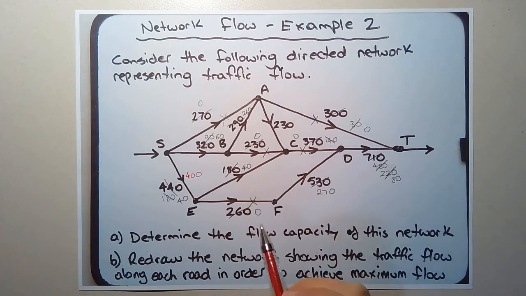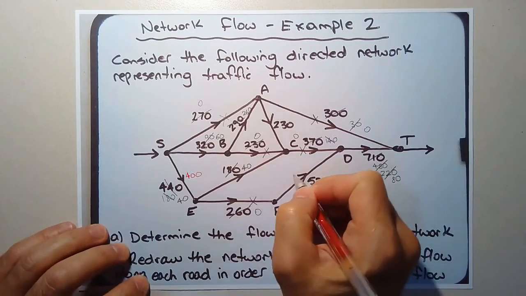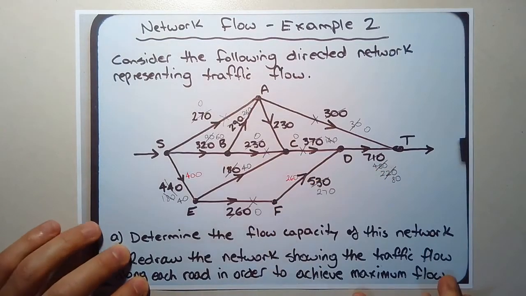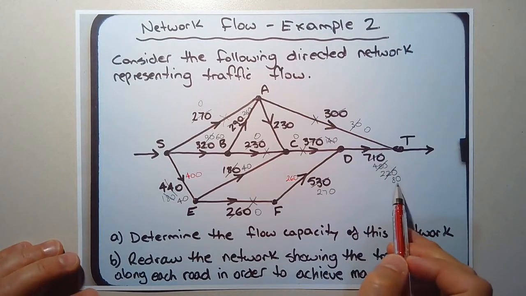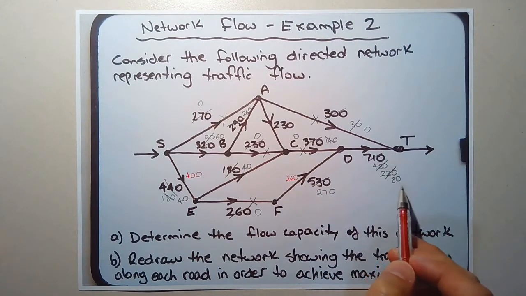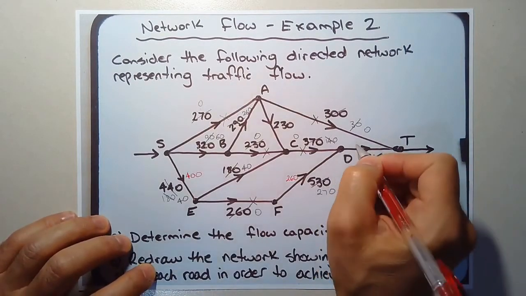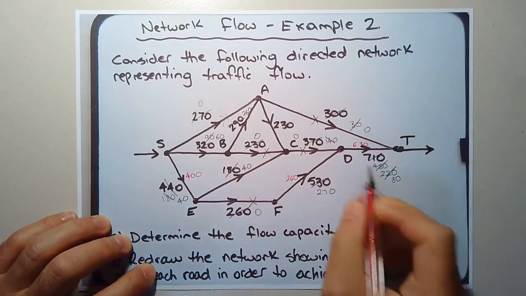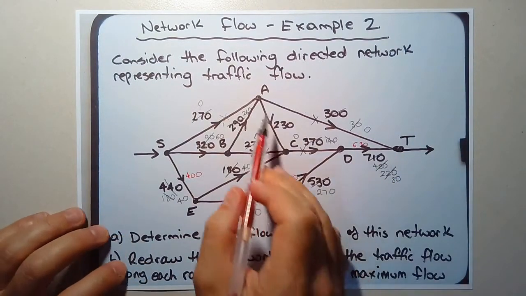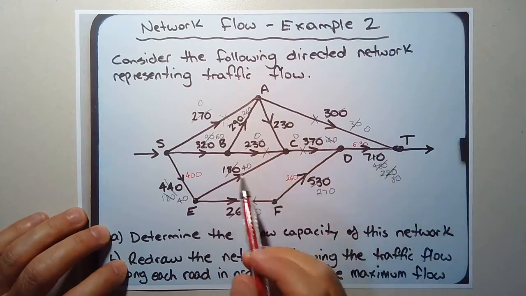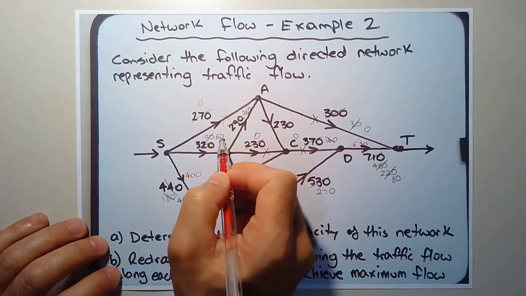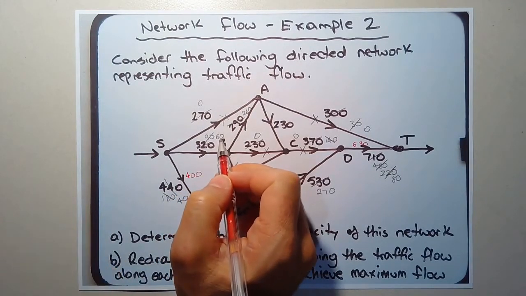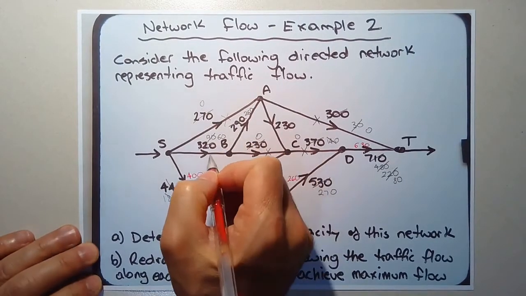FD, so 530 minus 270, we've got 260. That's our new capacity there. And we've got DT, so starting off at 710, we end up with 80 cars per minute spare. So we end up with 630 as the capacity that we need for DT. AT is 0, so that's at capacity. SA is 0 as well. SB, we had 320 starting off with. We end up with a spare capacity of 60. So 320 take away 60 is 260.